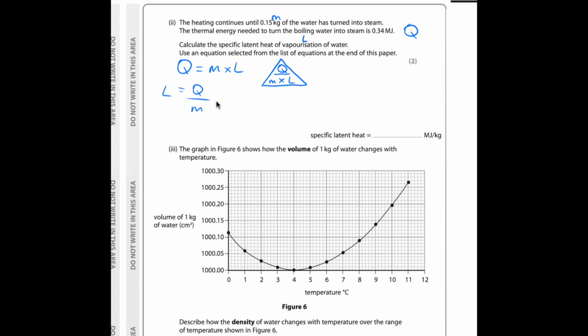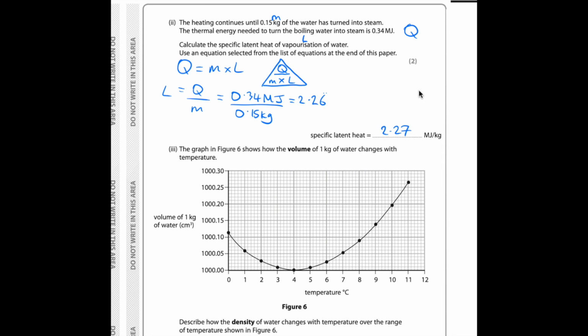Let's pop the numbers in. Now, do I need to rearrange the equation? Are we okay leaving it in megajoules? Yes, we can leave it in megajoules. So 0.34 megajoules divided by the mass, which was 0.15 kilograms. And that comes out as 2.26 recurring, which is 2.27. And I've left it to 2 decimal places because they've given us both their numbers to 2 decimal places.